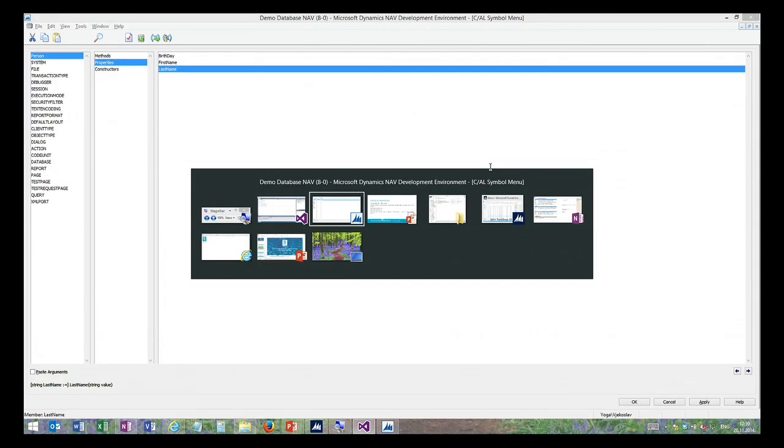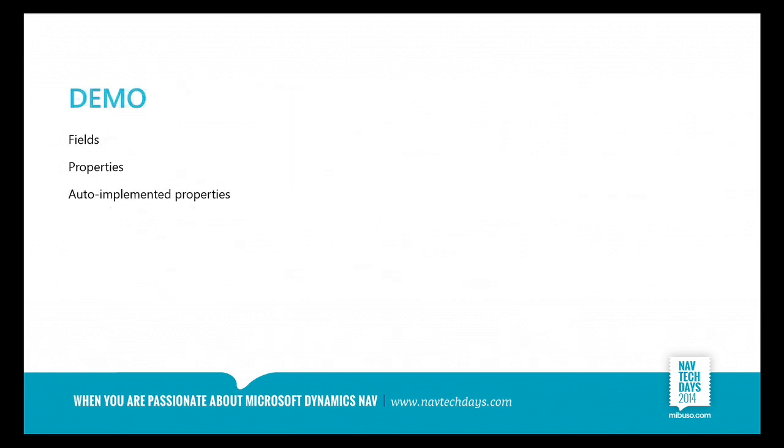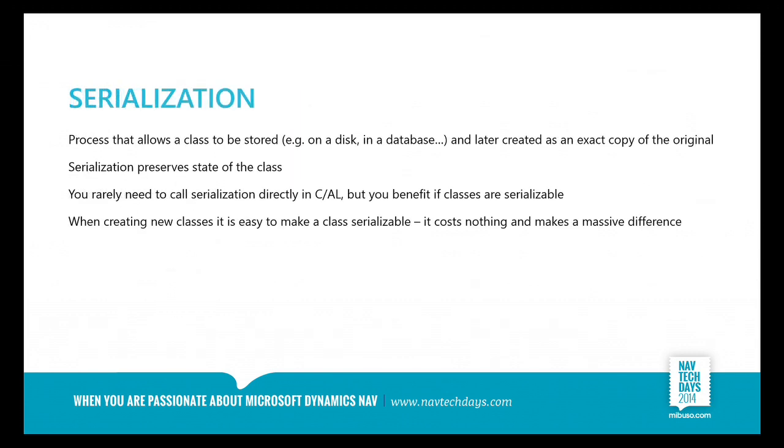So from C# you have no problems accessing fields. From CAL you will, so it's easier if you simply declare them as properties right away. Now, serialization is an important process. Serialization allows you to take a class and store its current state to be able to restore it later. So you might think, why do I need that?